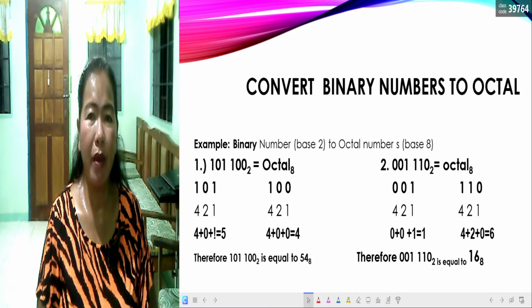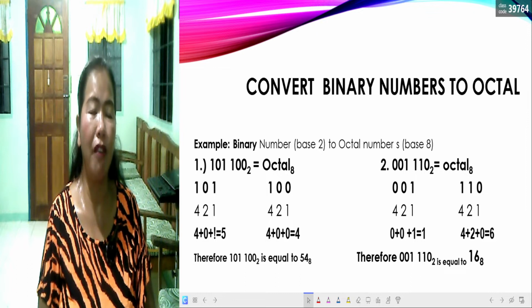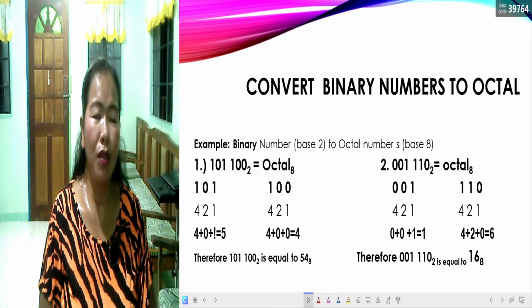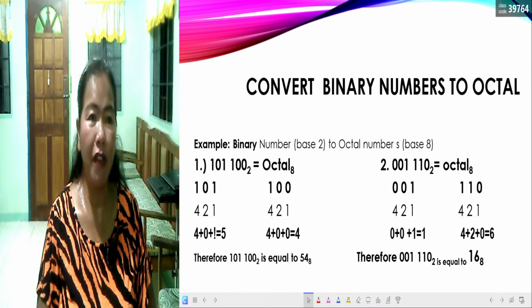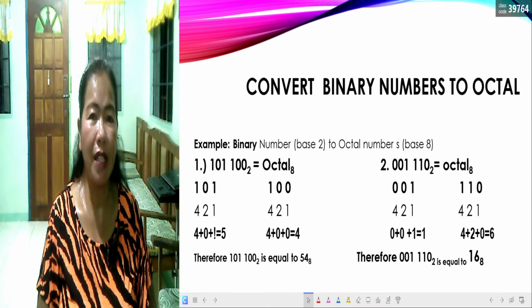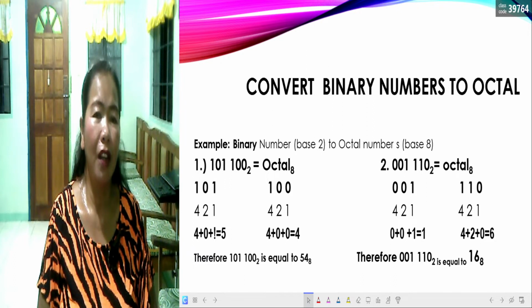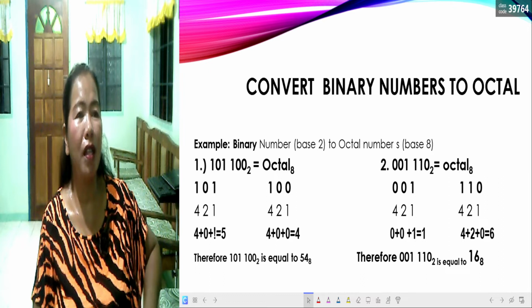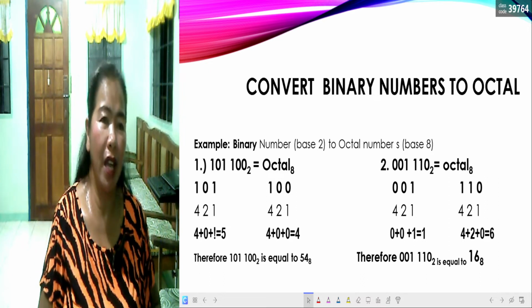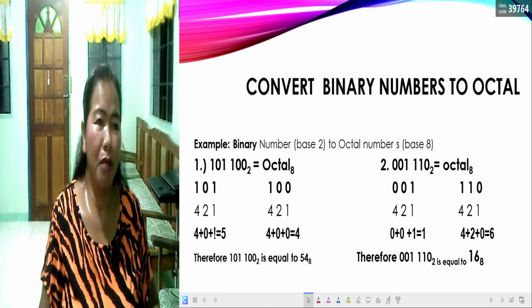Then converting binary numbers to octal. This is just the checking of the previous conversion. So we will use the results in the previous examples, the result of 54 and the result of 16, so that we can check our work whether the binary equivalents of the given octal numbers are really correct. So we have here 101 100 in binary, supposed to be converted to octal numbers.